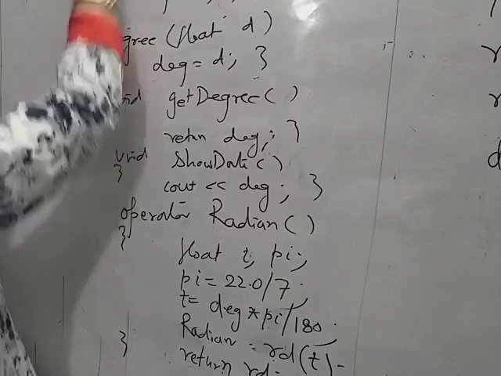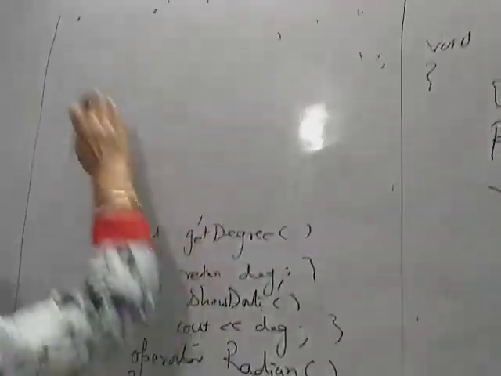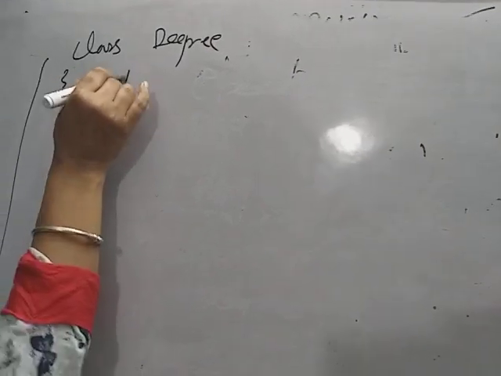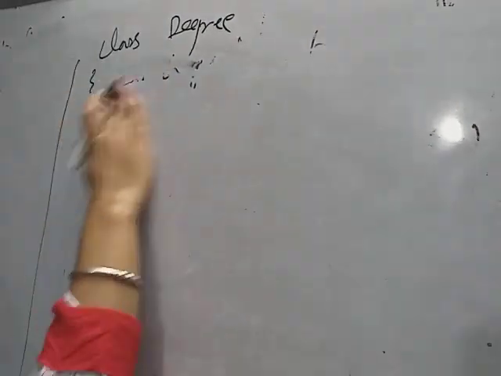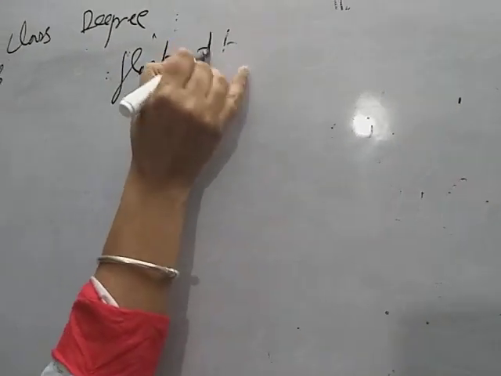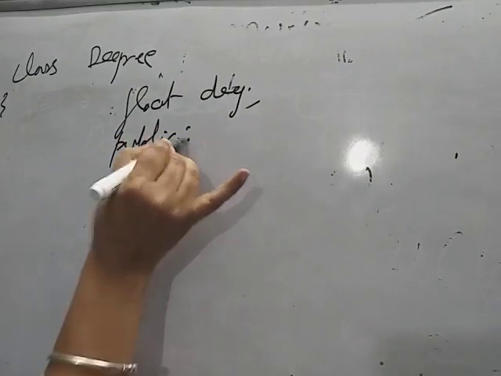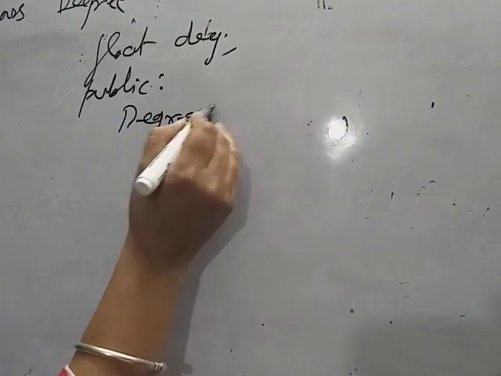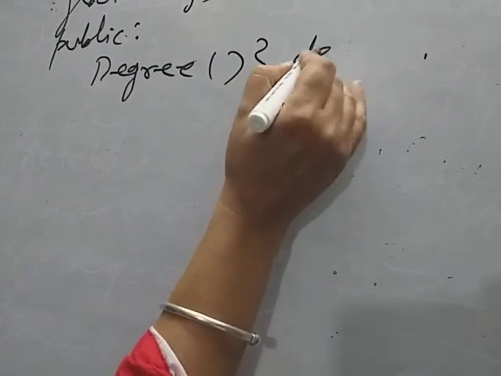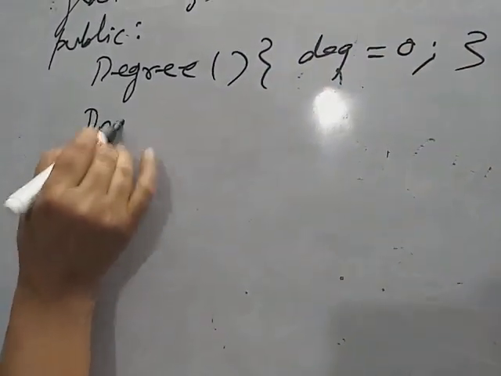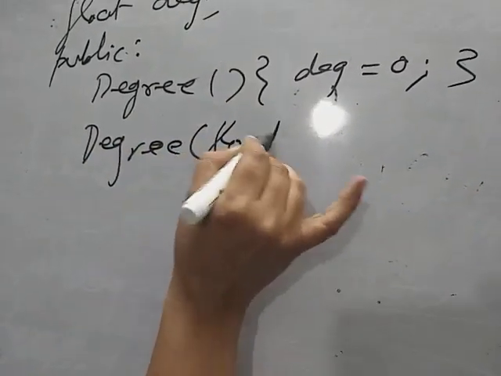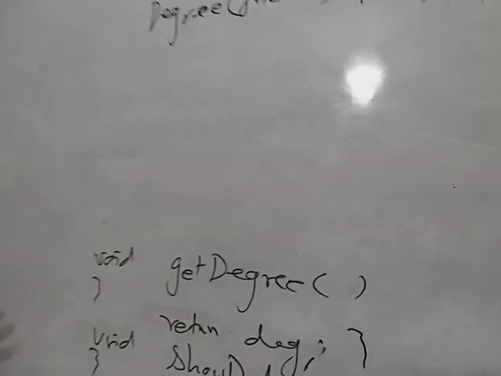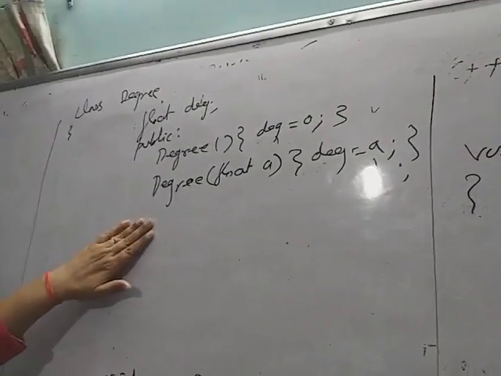Say, here, class degree, float degree, and then public, and what here, degree, and this is degree equal to 0, degree, float A, degree equal to A.